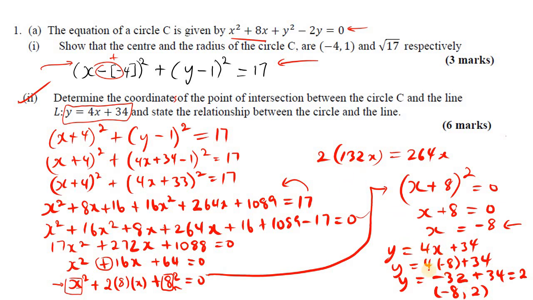So since there is only one point of intersection between the circle and the straight line, wherever that straight line will be, so we have one point, then the relationship is a circle and a tangent, right? It's a tangent, basically. And that's it for question number 1.